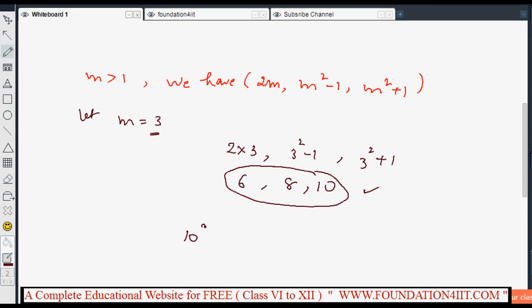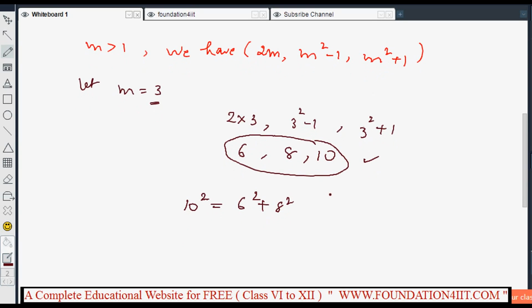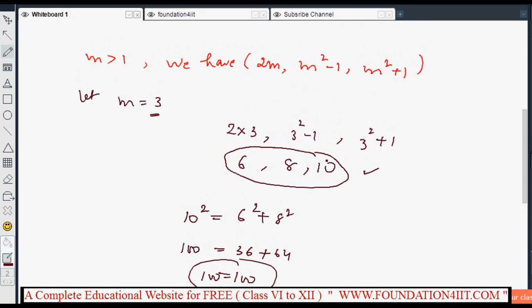You can check: the longest value's square, meaning the hypotenuse square, is equal to the sum of the squares of the other two sides. That is 6 square plus 8 square, 36 plus 64, which is 100, and 10 square is 100. So 100 equals 100. Therefore 6, 8, 10 is a Pythagorean triplet. Now this is a generalized formula: 2m, m square minus 1, m square plus 1 is a Pythagorean triplet. In the place of m, whatever number you take, anything greater than 1, we'll make a Pythagorean triplet.